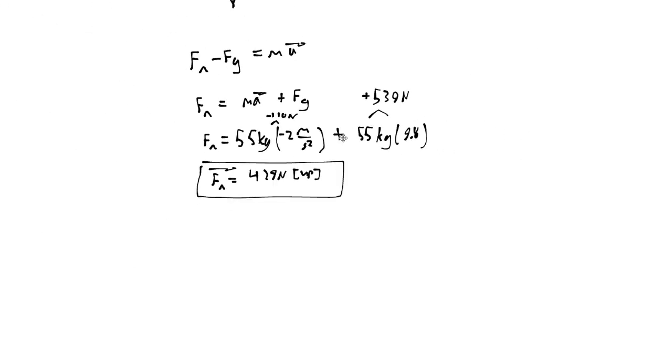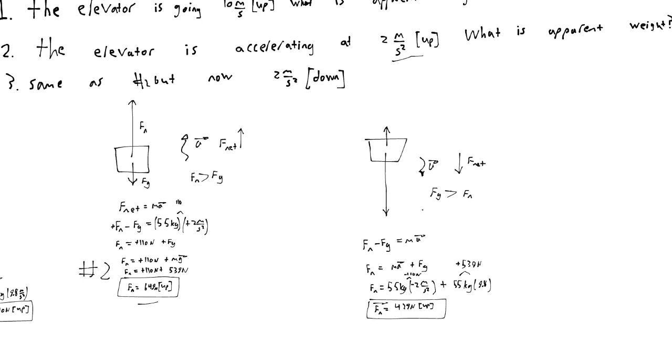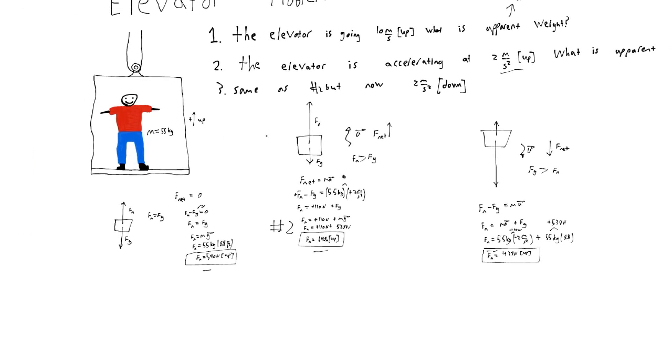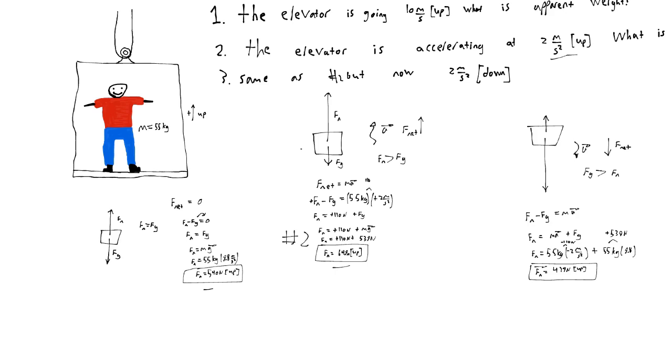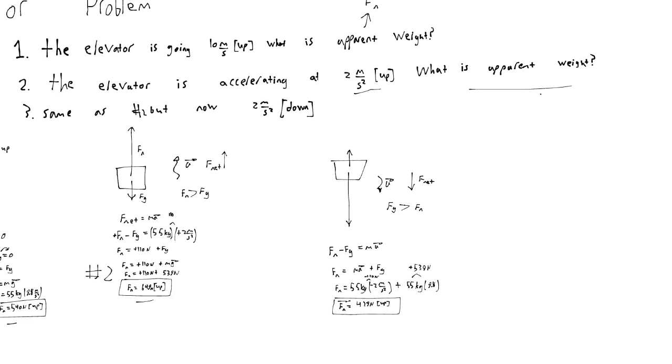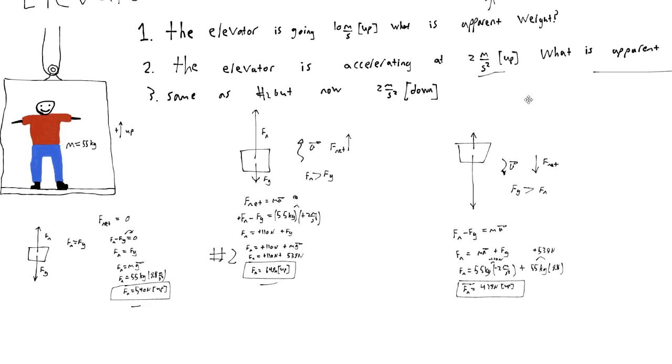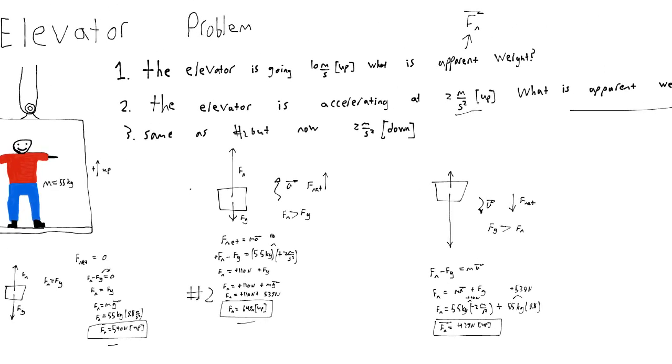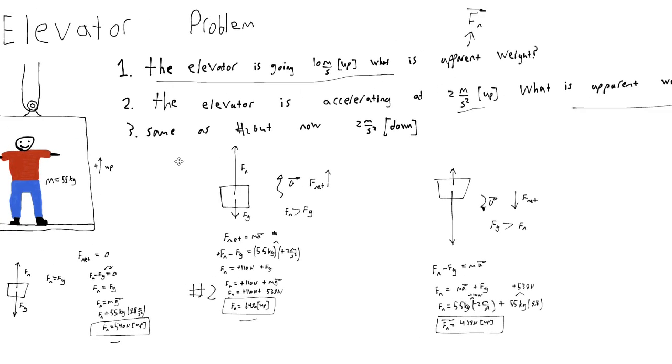All right, so that is elevator problems. Some things to remember: force of gravity always stays the same. It's the force of normal that changes, okay? Then apparent weight is force of normal. And if there is no acceleration, so if it just says there's a velocity of this, but there's no acceleration, then force of gravity and force of normal are equal to each other, okay?